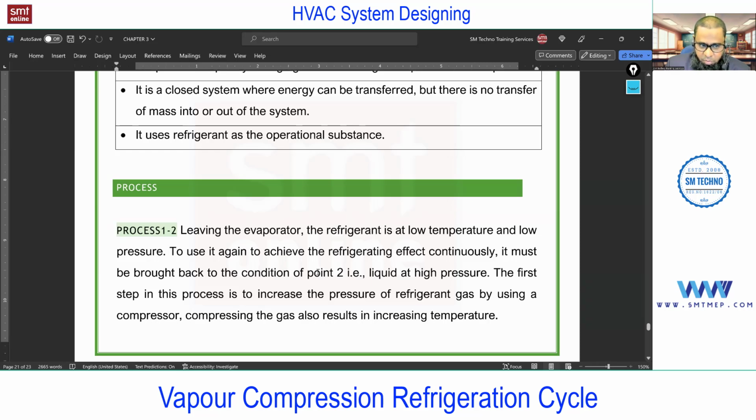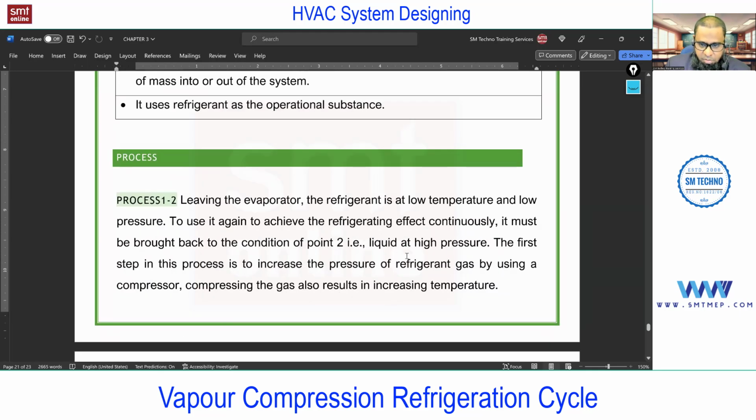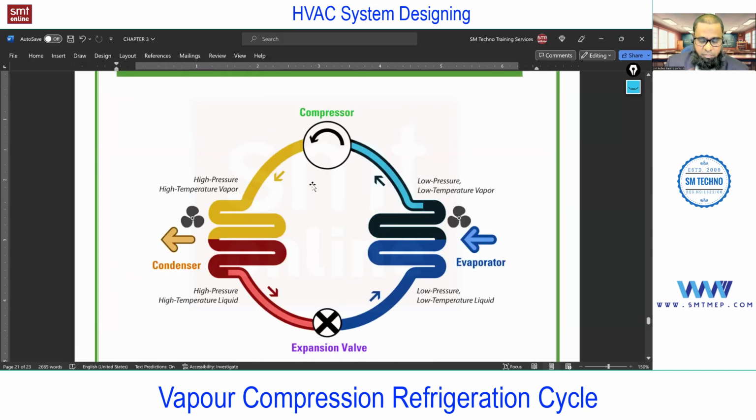So point 1 to 2 here is related to, you see, one minute. Let me mark this so that you'll not get confused. Condition at point 2 means we require a high pressure and high temperature. So let me mark this first. To avoid confusion, I'm going to mark what I've given in the theory.